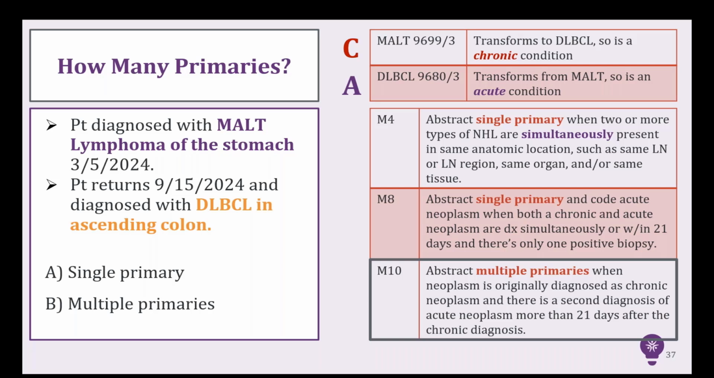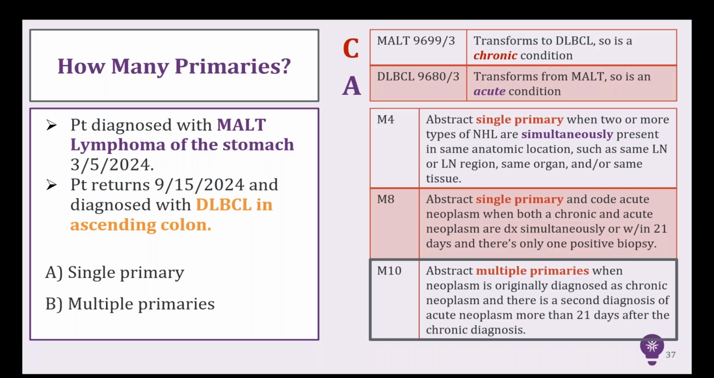So from here, we're going to look through the manual and go through the M rules. Of course, we would start with rule M1, but for the sake of time, I can tell you that rules M1 through M3 do not apply. So let's look at M4. M4 tells us to abstract a single primary when two or more types of non-Hodgkin lymphomas are present in the same anatomical location. So this doesn't apply because we're looking at the stomach and the ascending colon. So let's move on. And again, for the sake of time, I can tell you that M5 through M7 don't apply. So we get to M8.